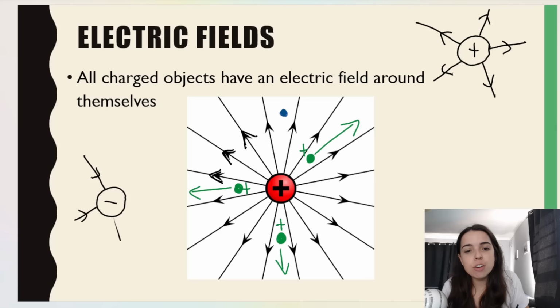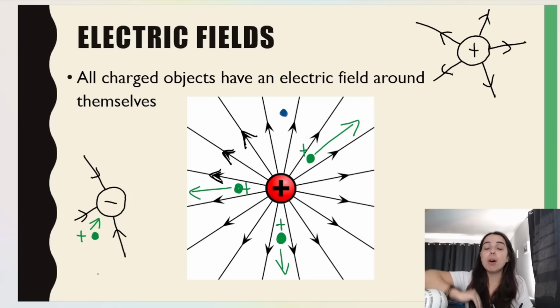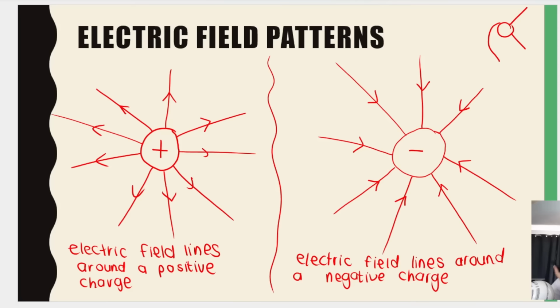And the reason why the arrows will move towards is because remember, if we place a positive test charge, opposite charges attract. So this green will want to move towards the negative. The positive will want to move towards the negative. I hope that makes sense. And that is why these look like this. So electric field lines around a positive charge look like this. Positive charge, arrows point away.